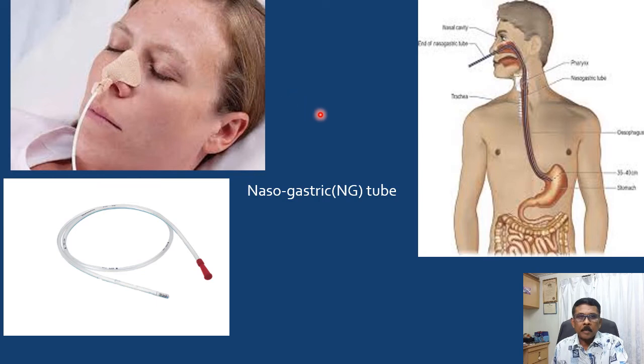This slide shows you the use of a nasogastric tube. This is the nasogastric tube which is inserted through the nose and the tip lies in the stomach. Here is a diagram showing that it passes through the nose and is slowly pushed down into the stomach. It helps to decompress the stomach and the small intestine, which are dilated due to intestinal obstruction.